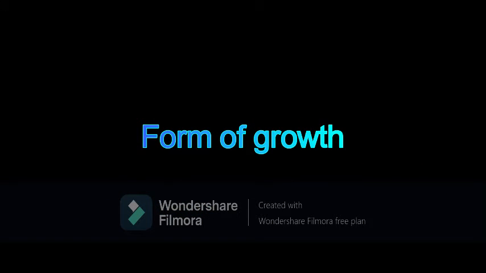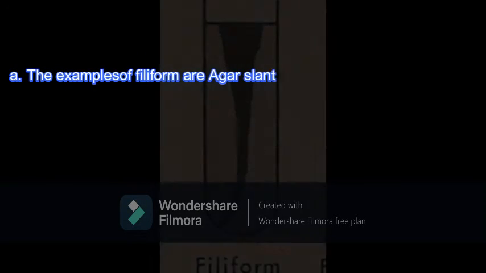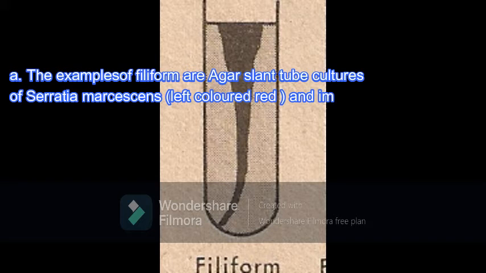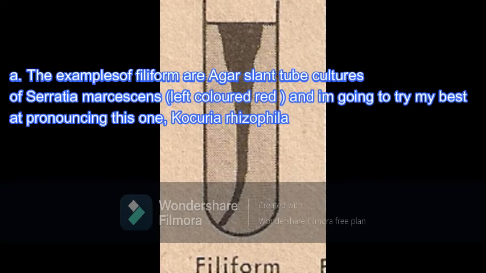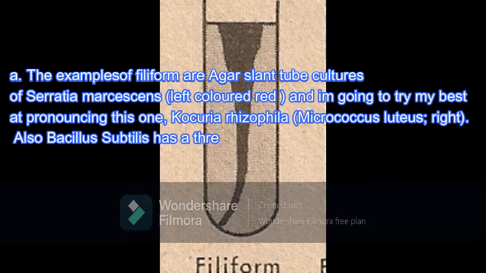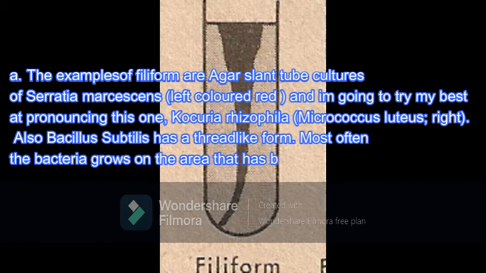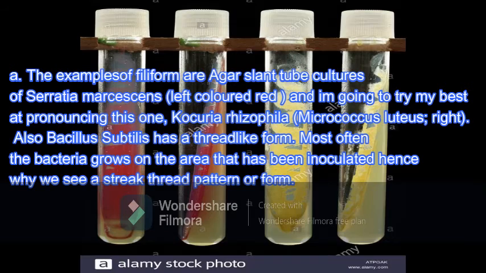The characterization that we will be examining next is the form the bacteria grows into. The first form we will look at is the filiform, or thread-like form, and examples of this are the agar slant tube cultures of Serratia marcescens, which is the left side colored red, and I'm going to try my best at pronouncing this one, Kocuria rhizophila. On the right, we have Micrococcus luteus.